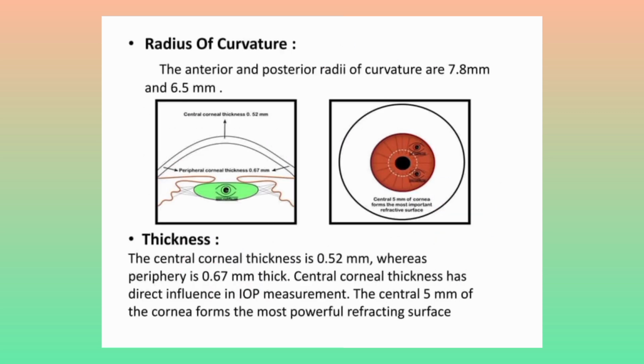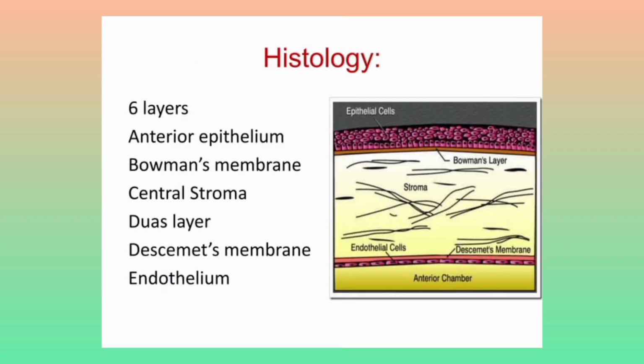Radius of curvature. The anterior and posterior radius of curvature are 7.8 mm and 6.5 mm. Thickness. The central corneal thickness is 0.52 mm, whereas the periphery is 0.67 mm thick. Central corneal thickness has direct influence in IOP measurement. The central 5 mm of the cornea forms the most powerful refracting surface.